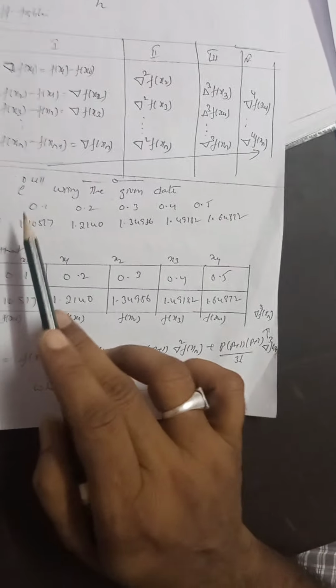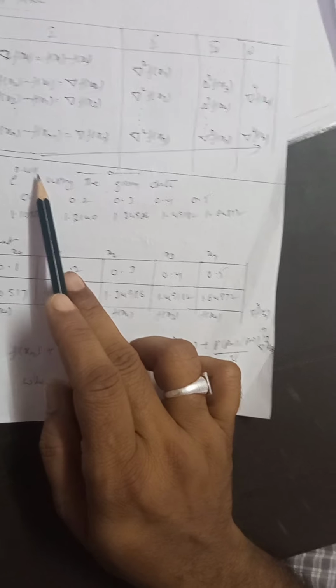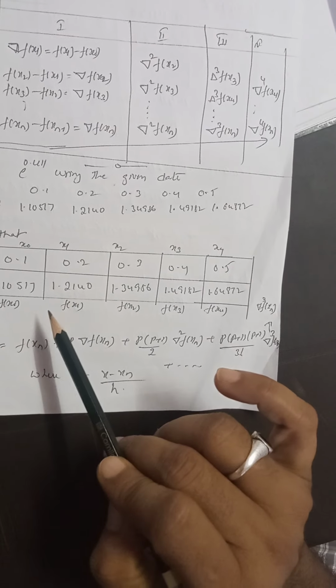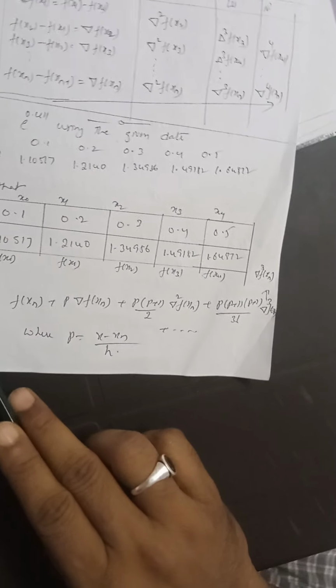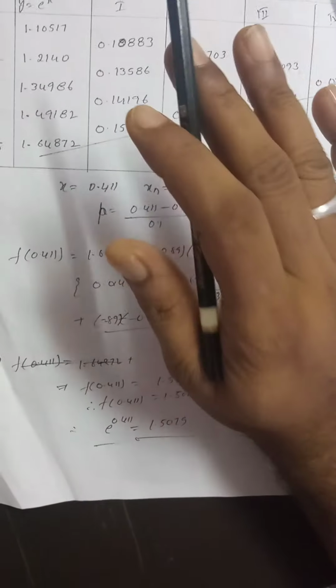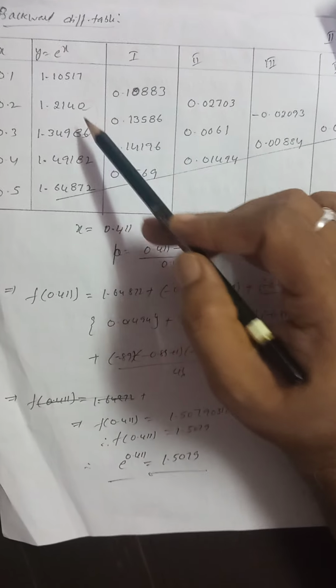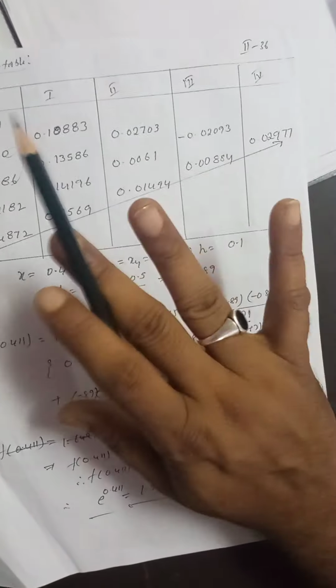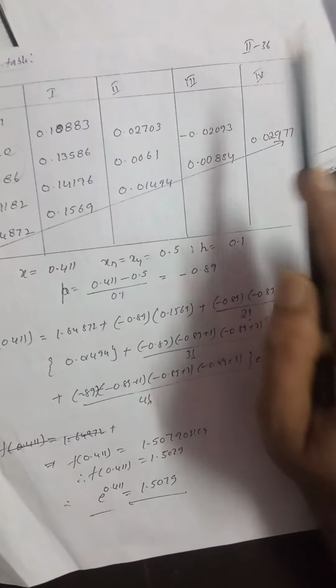A small problem: find e to the power of 0.411 using the given data. Data is given, we have to use the backward difference formula. I wrote the given table. Newton's backward formula I wrote. Next one is the difference table. For the difference, forward or backward is the same: this one minus this one, this one minus this one, this one minus this one, right? So the backward difference table and forward difference table are the same, but only the notations are different.